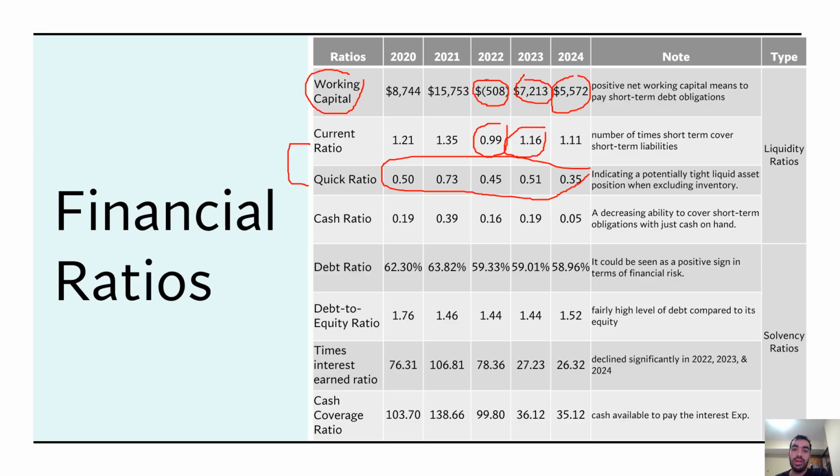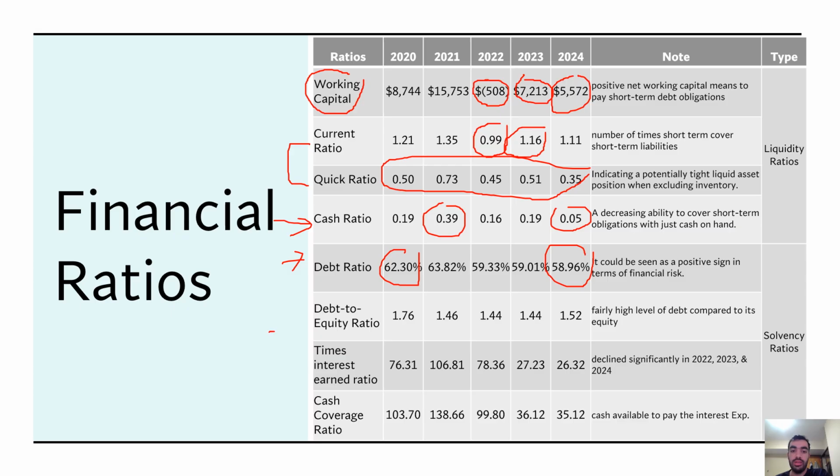If we look at the cash ratio, it peaked slightly in 2021 but declined significantly in 2024, highlighting limited cash to cover short-term liabilities. We look at the debt ratio. The debt ratio is gradually declining from 62.30% to 58.96%, which signals reduced reliance on debt to finance assets.